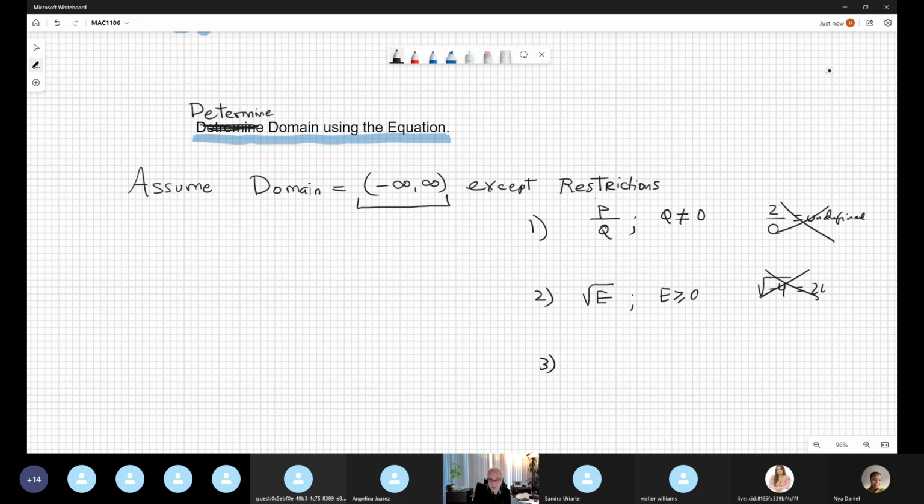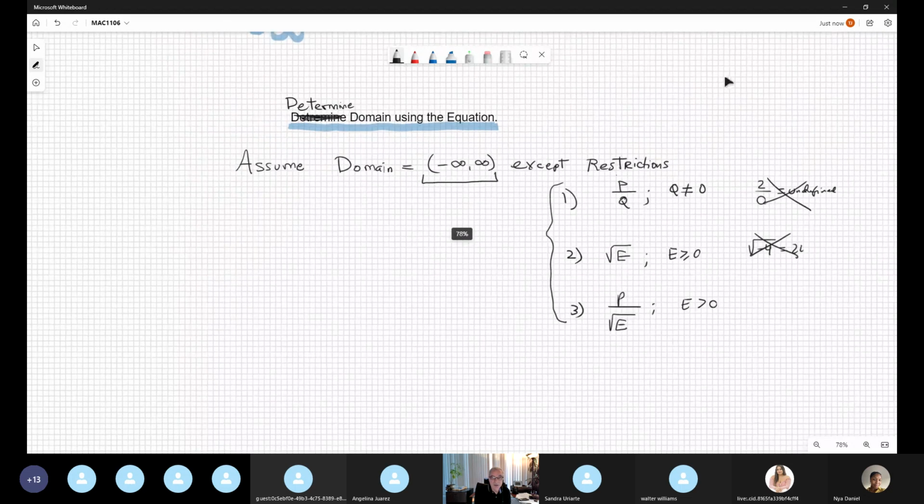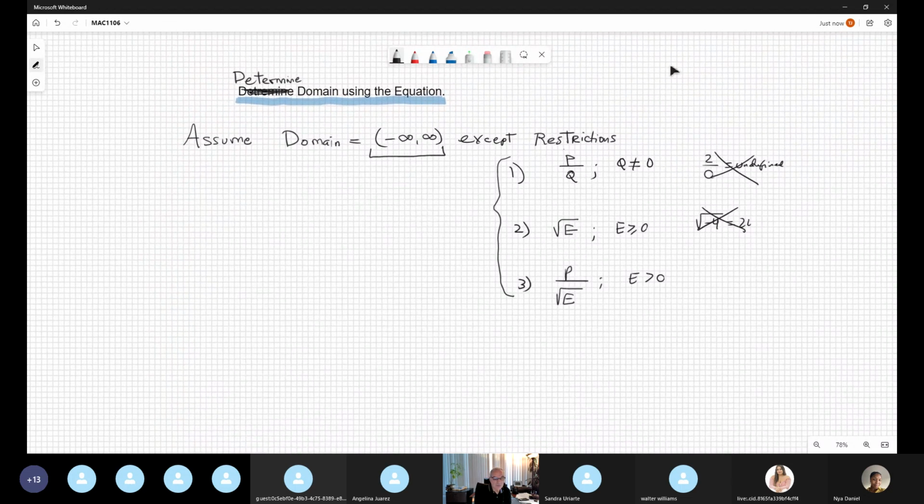Restriction, restriction, restriction. And the last one is when you have a division, that you have a square root in the denominator part. Then that combines 1 and 2, so the expression E must be positive, because of division by 0, because the square root of 0 is 0. Now, this is the idea. Let's move on to the examples to understand how we combine these three restrictions in one specific problem and determine the domain when the equation is given.